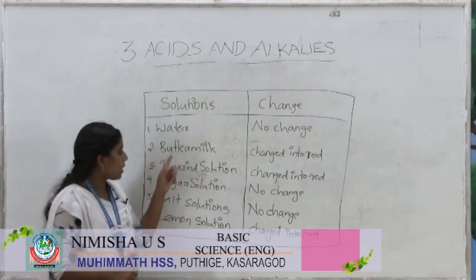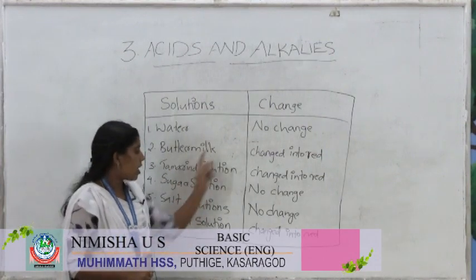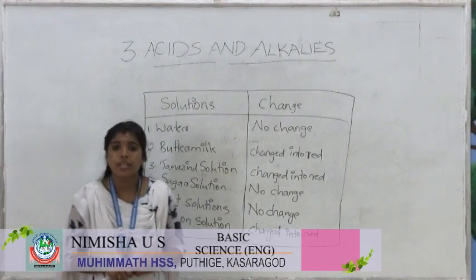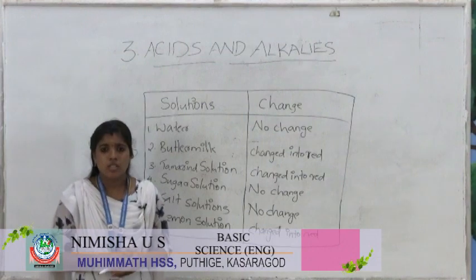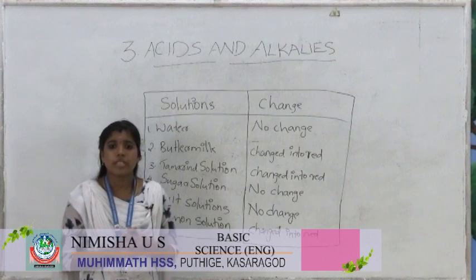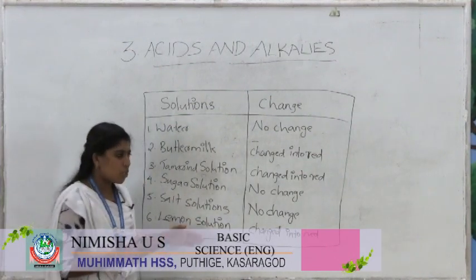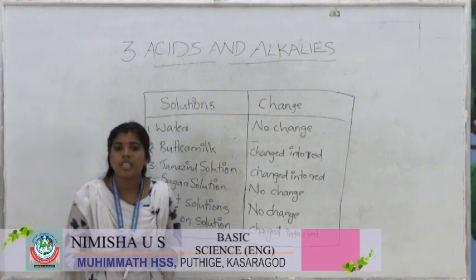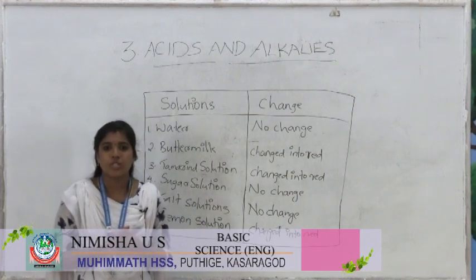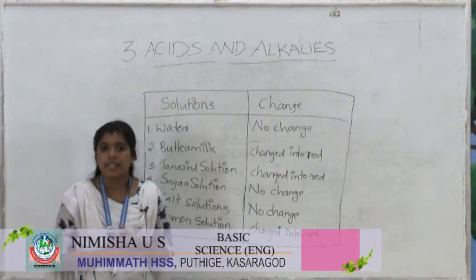Yes, buttermilk, tamarind solution, lemon solution. These are the three solutions that turned the hibiscus paper red in color. So, what is the common thing in these solutions? What is the common thing you can see? Yes, someone has told. Yes, these solutions have a sour taste, right? So, the sour tasted solutions turn the hibiscus paper into red color.